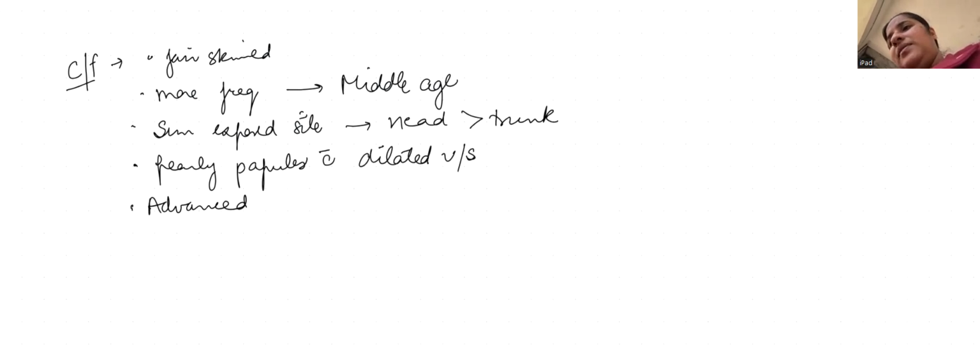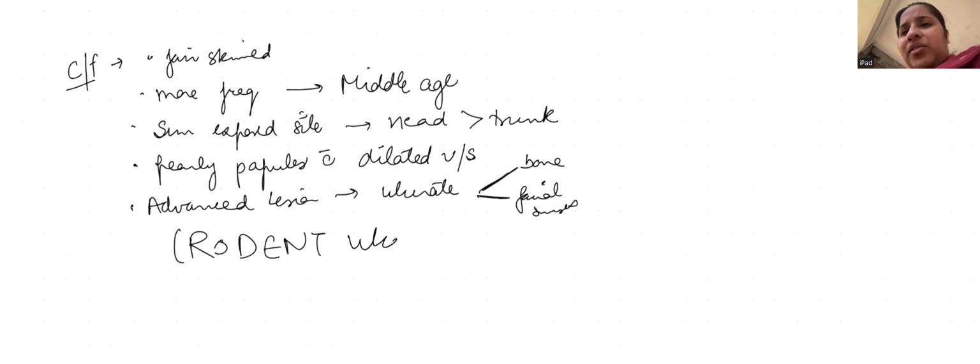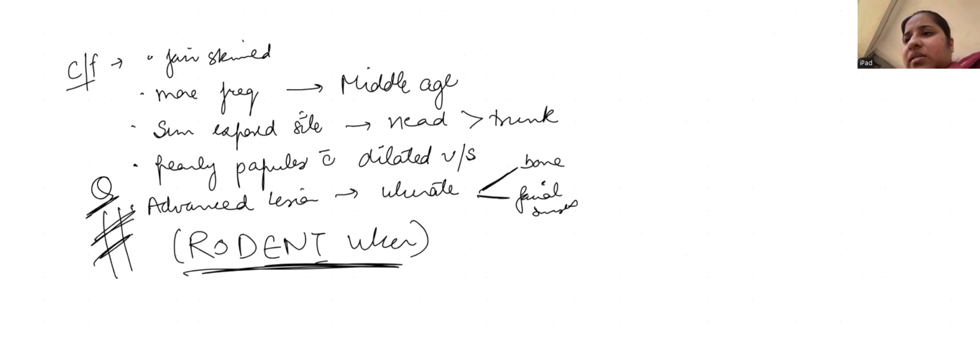they may ulcerate and invade basically the bones and the facial sinuses, forming a so-called rodent ulcer. Again, an exam question. Okay. And this basically is more common with the nodular variant of BCC. So what you will be getting in a BCC is basically a pearly papular lesion with dilated vessels. That will be the clinical presentation.